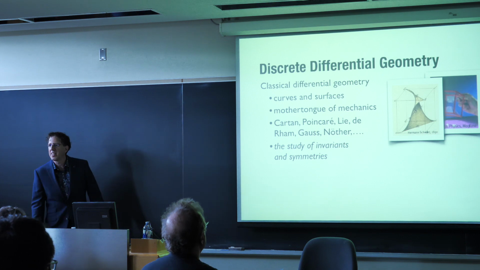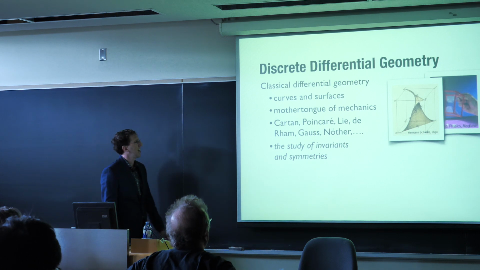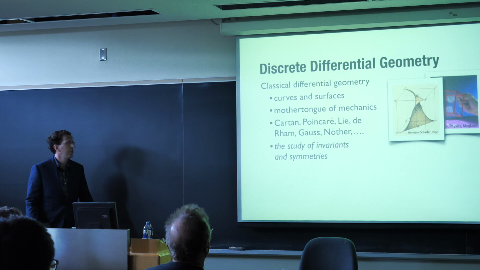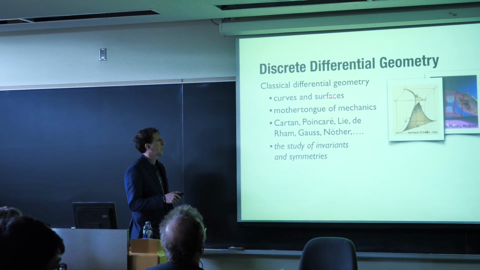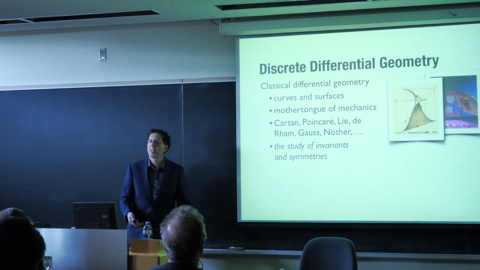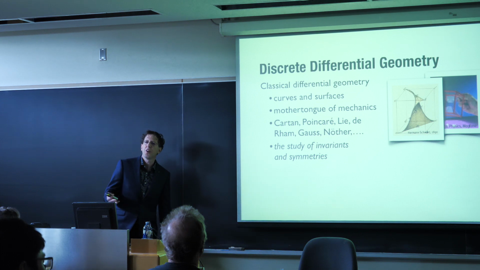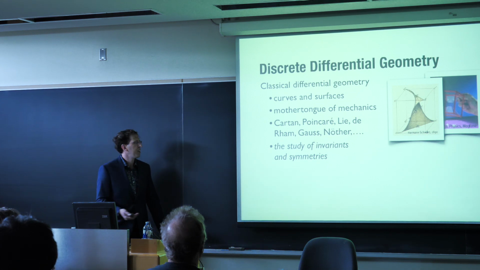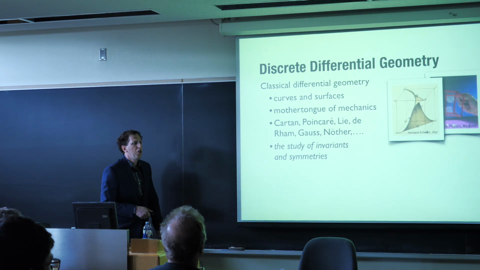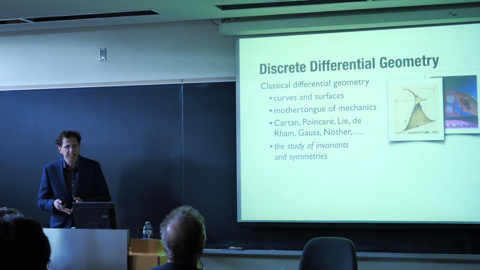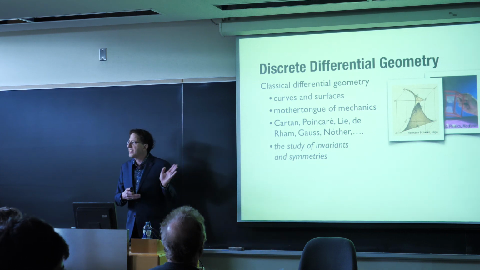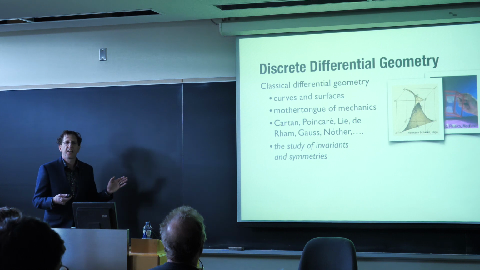Now, we are interested in this not only in the temporal setting, but also in the spatial setting. And in the spatial setting, the natural language for us to turn to is classical differential geometry, the study of curves and surfaces. It's the mother tongue of mechanics. Most mechanical systems of interest can be expressed in terms of divergence, curl, curvature, all of these quantities that we know and love. And there's also this view of differential geometry as a study of invariants and symmetries. You know, this is the Erlangen program. And that's going to be important and inspiring for the kind of approach we take.